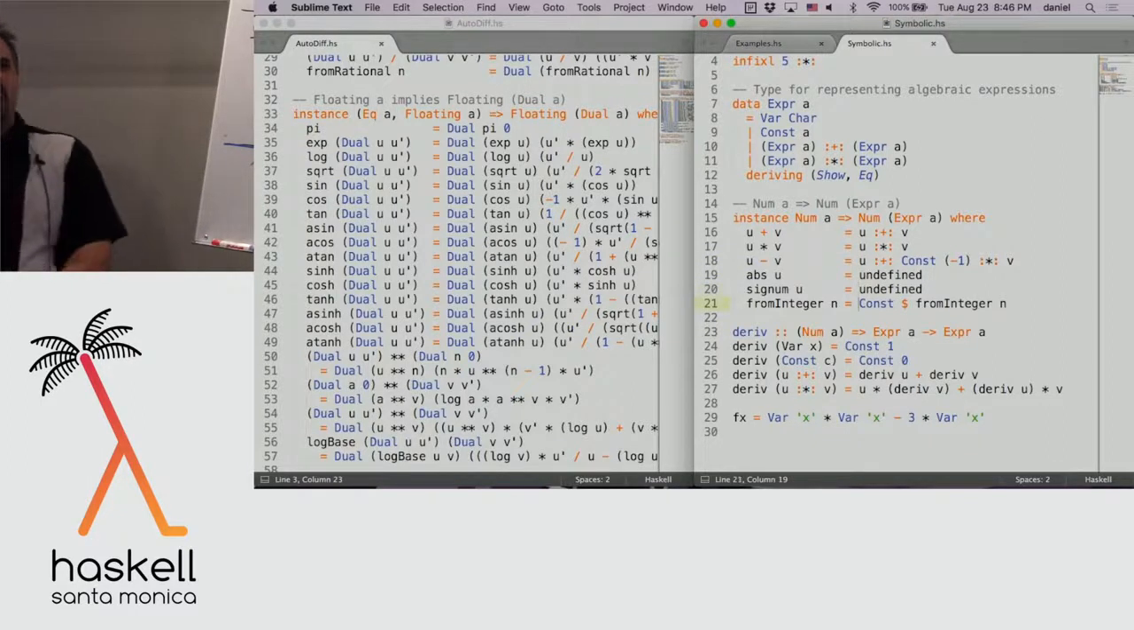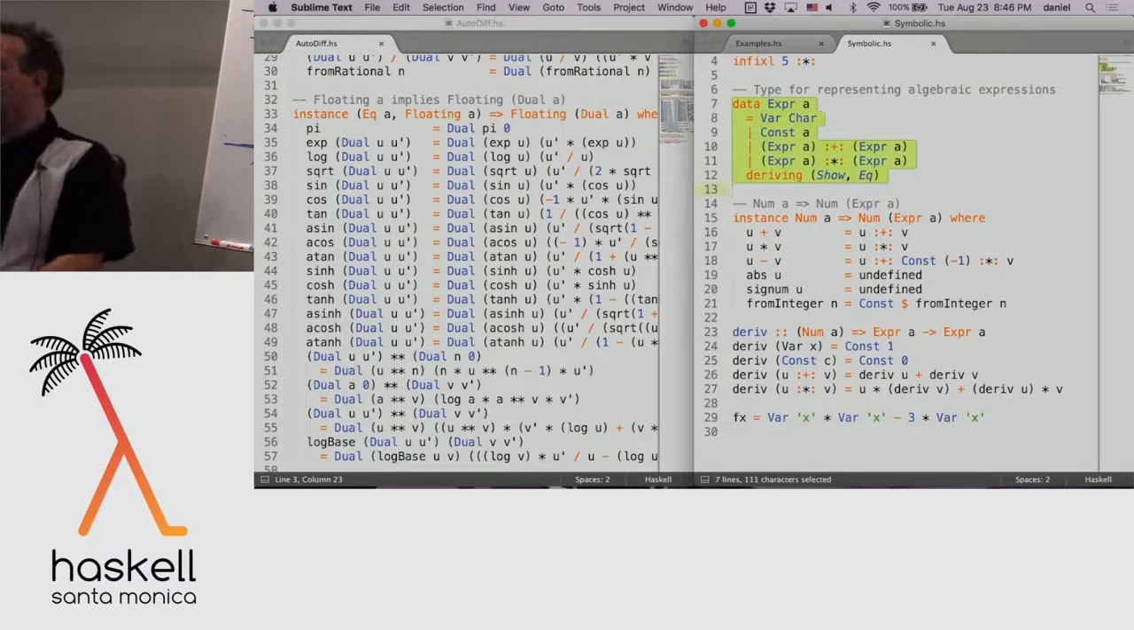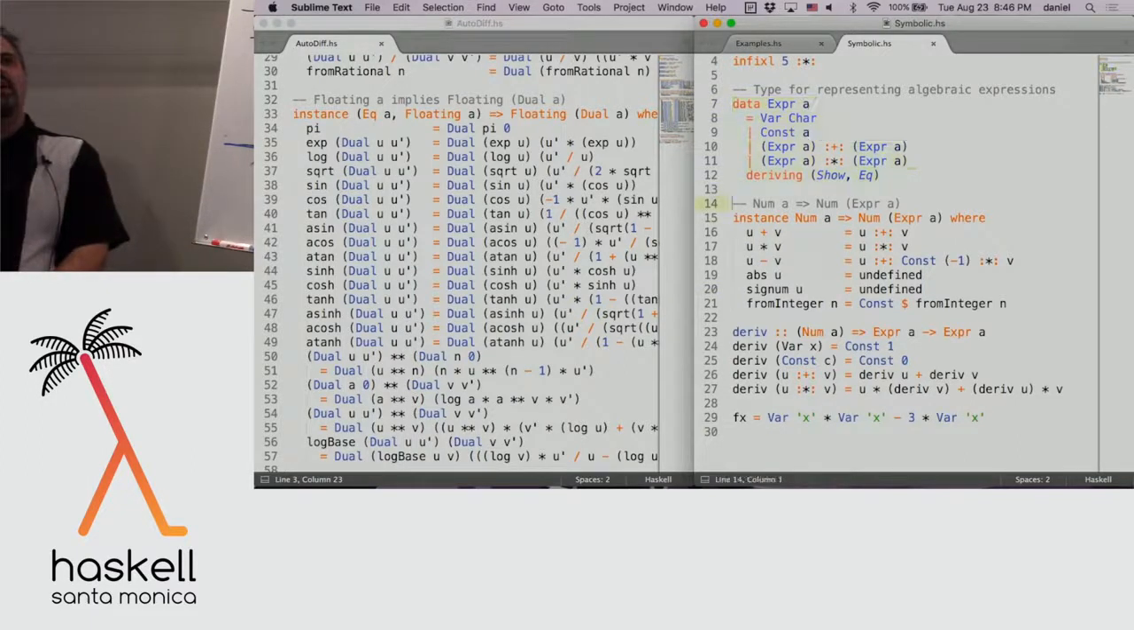So this code will blow up without warning. From integers, it's going to have a constant. And here's kind of why I don't think I'm going to be able to reuse my code. The next thing I do after making a Num instance, which is really just to construct these things, is that the actual derivative happens in this function. So deriv takes an Expr and gives you an Expr.